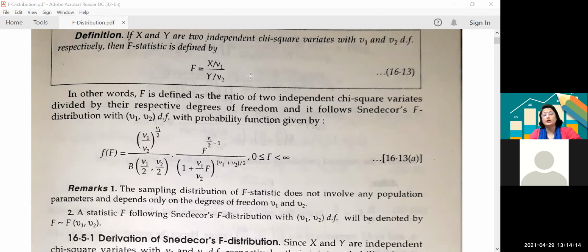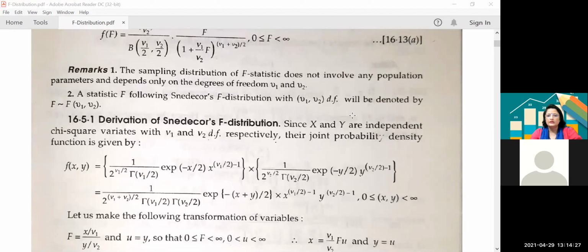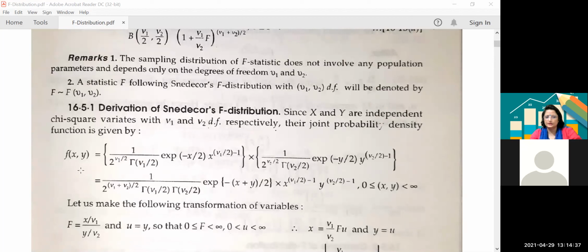Then you will find the joint PDF of the transformed variables, and the formula will be the joint PDF of the old variables into the Jacobian of transformation. So we will proceed accordingly. Since x and y are independent chi-square variates with nu1 and nu2 degrees of freedom respectively, the joint probability density function is given by f of x, y is equal to, you will put the formula according to the nu1 degrees of freedom and nu2 degrees of freedom.